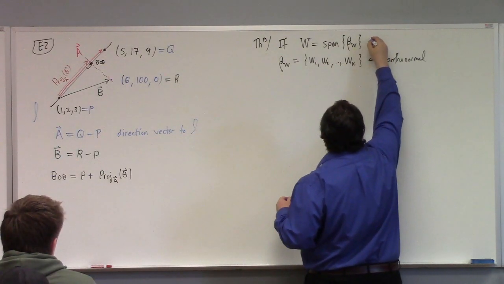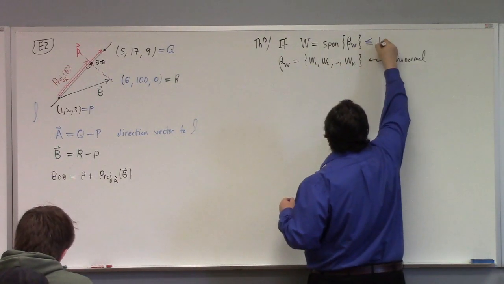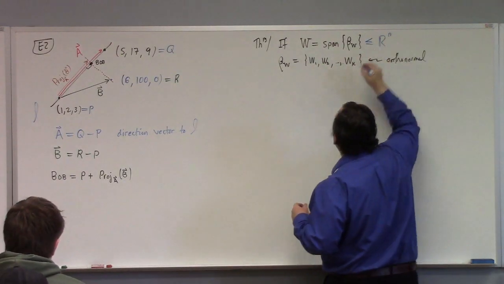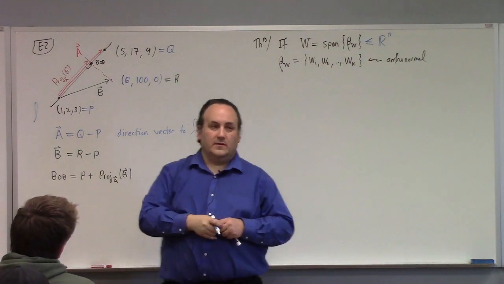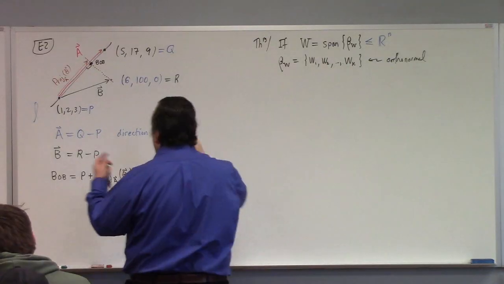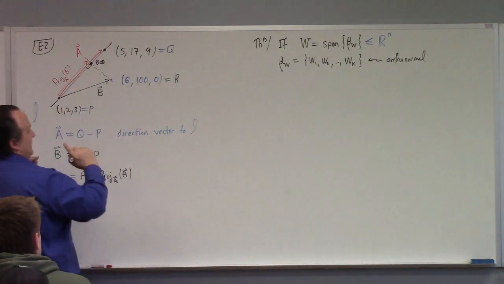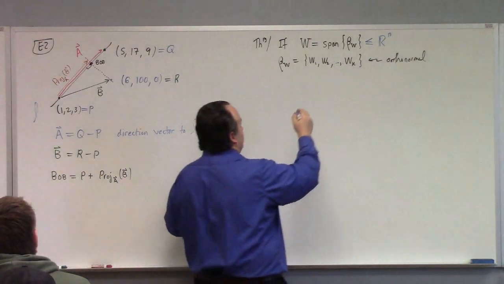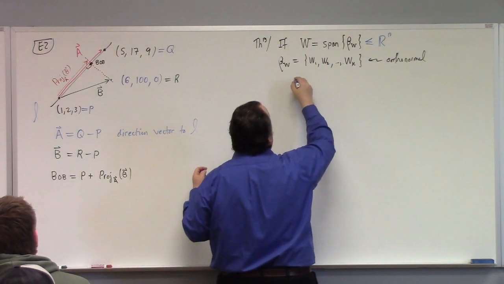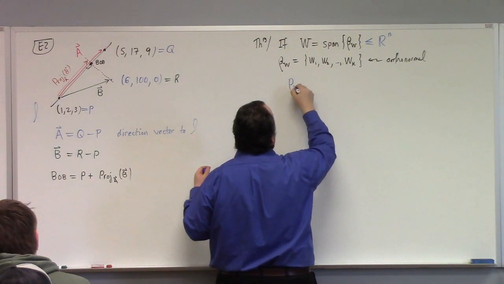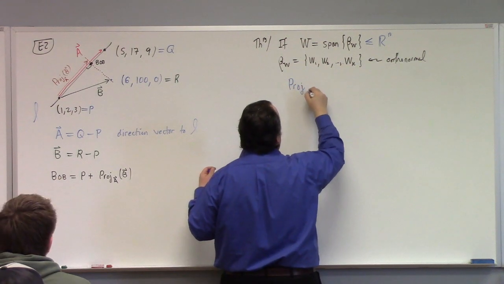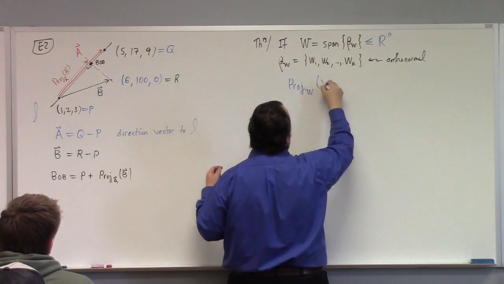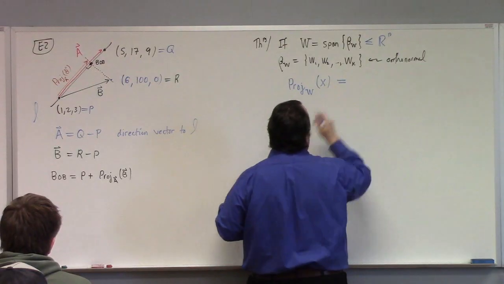Okay, so I'm thinking of this as a subspace of Rn, all right? So a generalization, here I'm talking about the projection of a vector onto a line, all right? But we can also talk about the projection onto the W subspace of a point. All right?